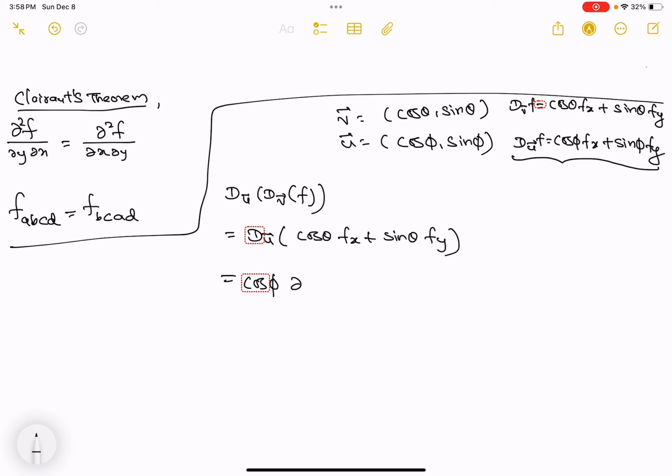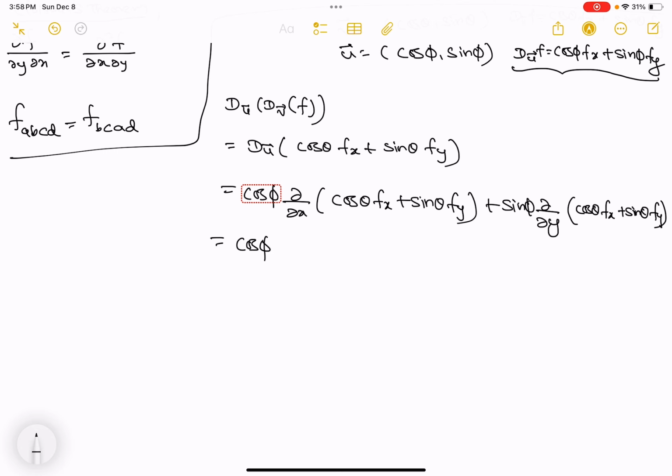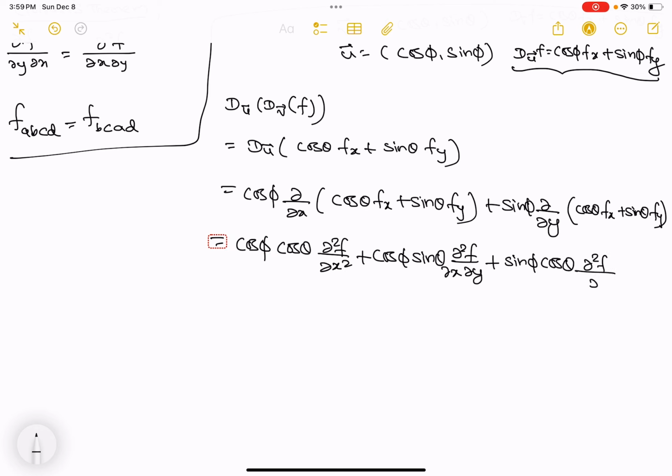So cos phi and then partial with respect to x of our input, cos theta fx plus sin theta fy, and again plus now sin phi and then partial by partial y of the same input, cos theta fx plus sin theta fy. Now I can write this as cos phi cos theta, and then this is just partial square f by partial x square, right? And this is cos phi sin theta, and now this is partial square f by partial y partial x, right? And this is sin phi cos theta times partial square f by partial x partial y, plus this is sin phi sin theta times partial square f by partial y square, right?